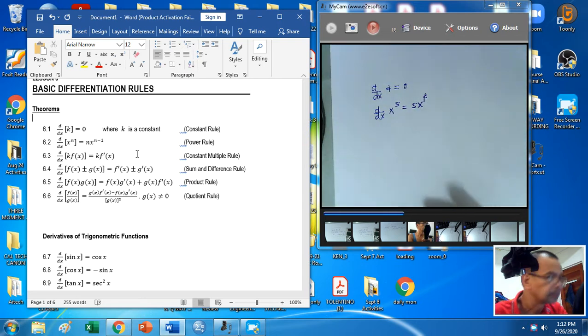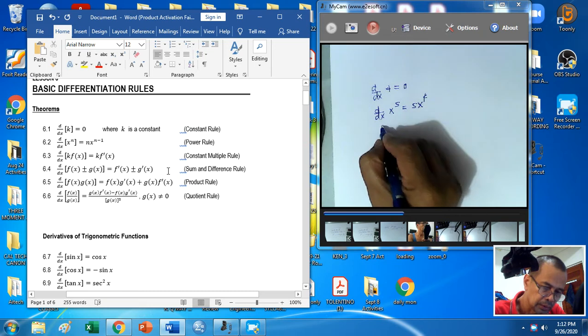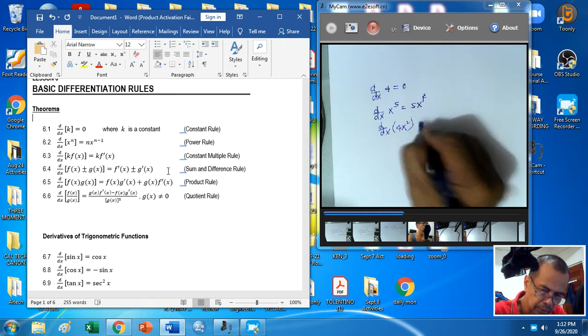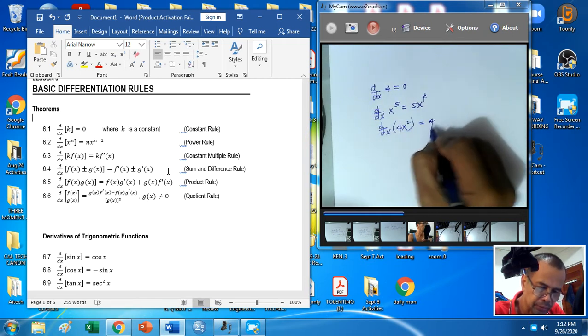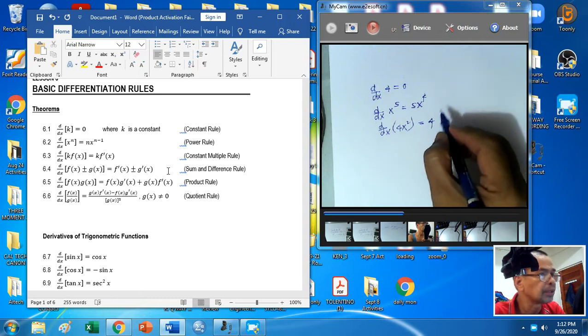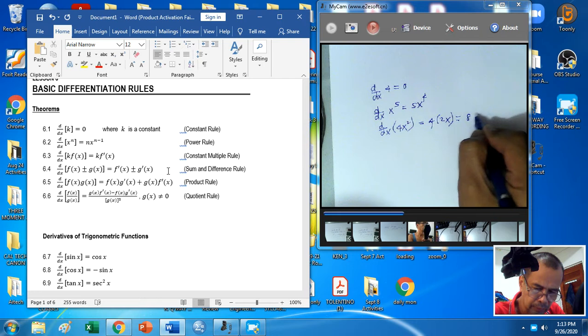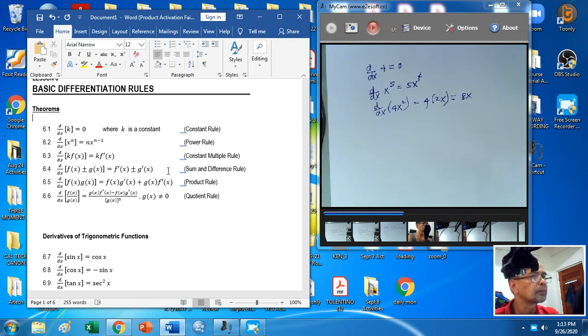Okay. Next we have 6.3, the derivative of kx. So let's say we have d/dx of 4x squared. We can take 4 out. This is 4 times the derivative of x squared, which is already what? 2x. So that is what? 8x.